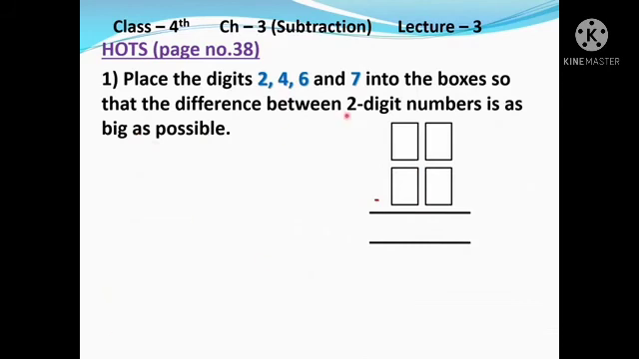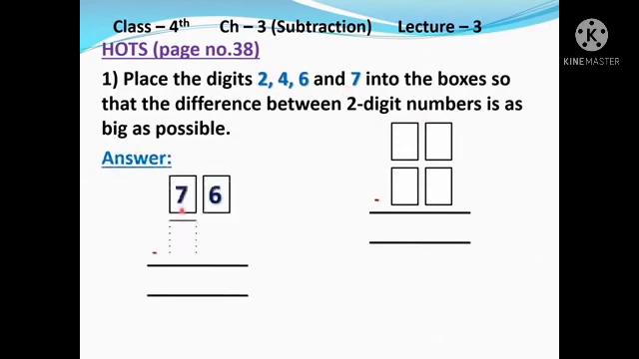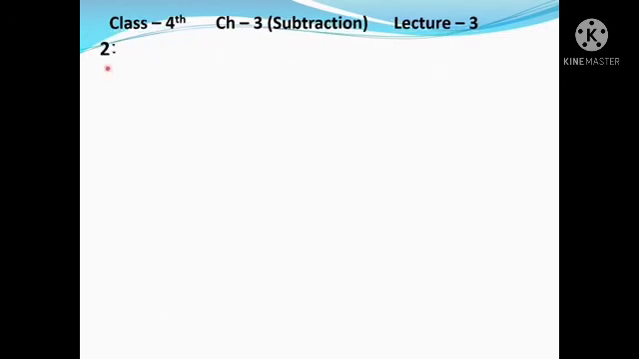So first of all we will write the greatest two-digit number formed from these given digits and the smallest two-digit number formed from these given digits. Clear? So write down the answer. See, 76 is the greatest two-digit number and 24 is the smallest two-digit number out of these given digits 2, 4, 6 and 7. See, 6 minus 4 is 2, 7 minus 2 is 5. Answer is 52. Clear?